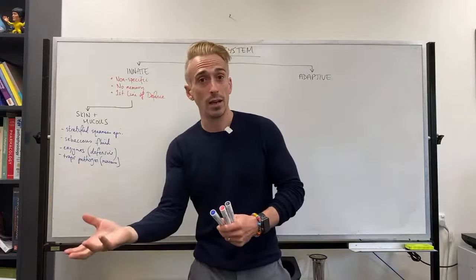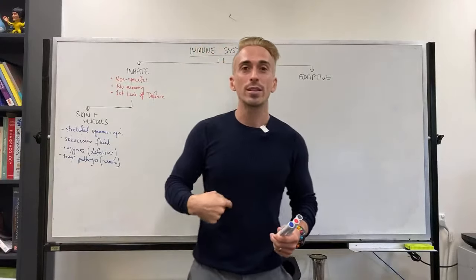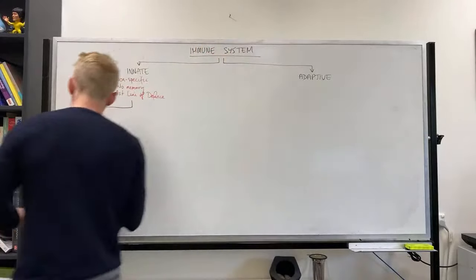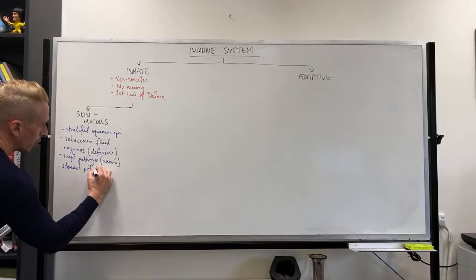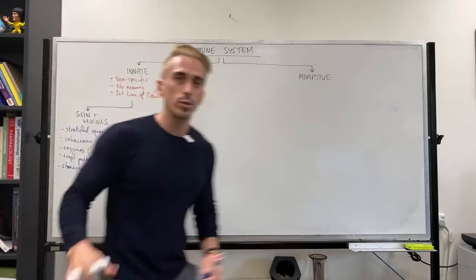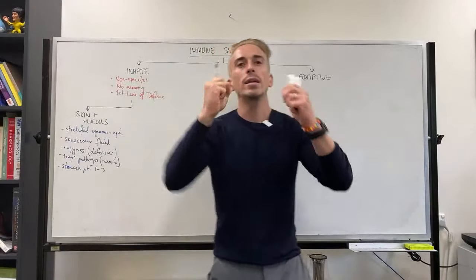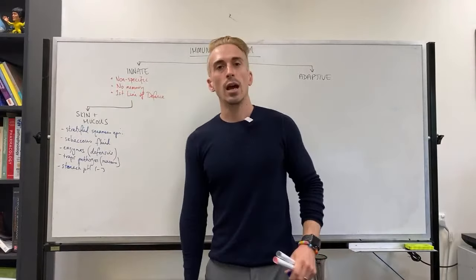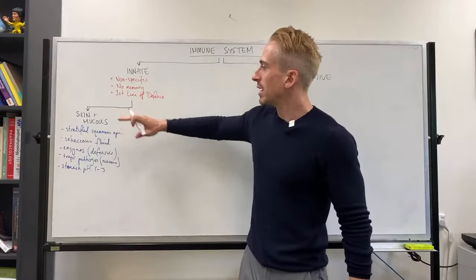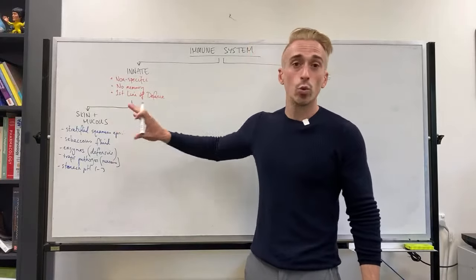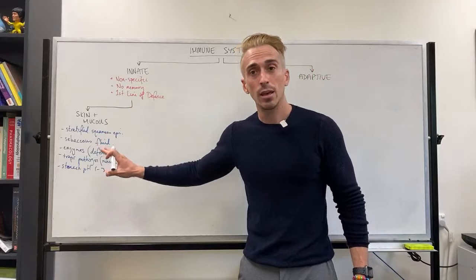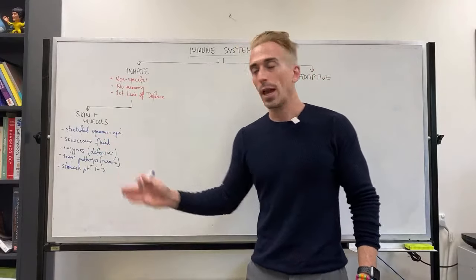Sometimes we cough it out, but if we swallow it, the stomach has a pH of between 1 and 3. And what this will do is denature, which means break down, this pathogen so it doesn't harm us. So as you can see, skin and mucus, being our first line of defense, is a really good way of stopping anything as the first port of call, okay?